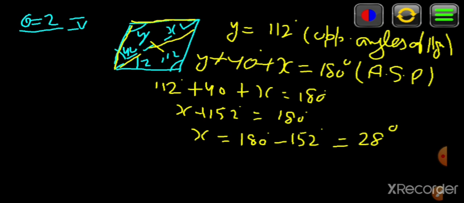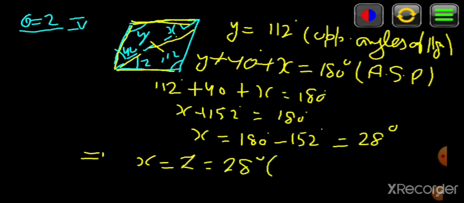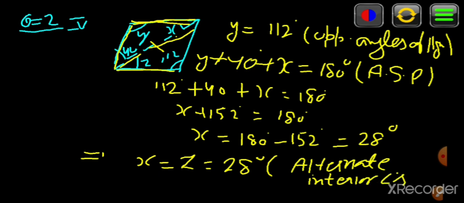Now again, if x is 28 degree, then what will be the value of z? These are the two parallel lines. This is transversal. Alternate interior angles implies x is equals to z is equals to 28 degree. You will write here alternate interior angles. So we have calculated all the angles, y 112, x 28 and z also 28. Hope this sum is clear to everyone.